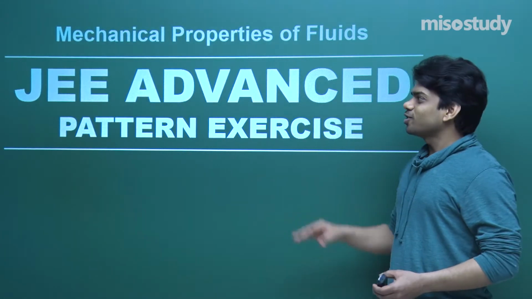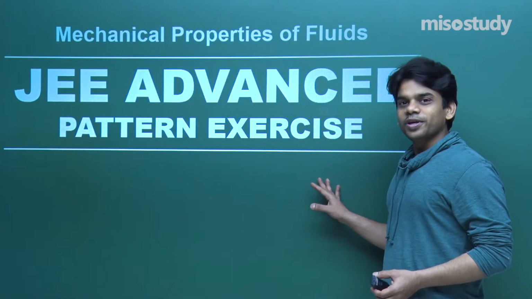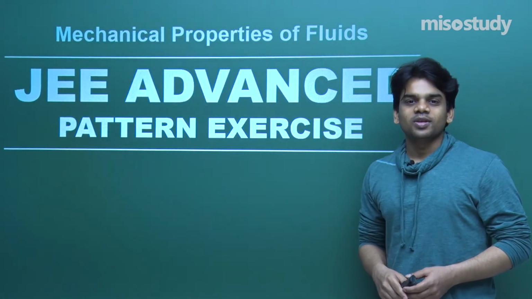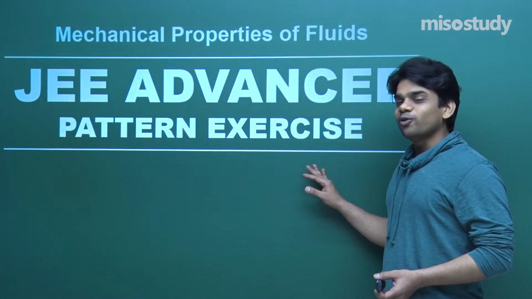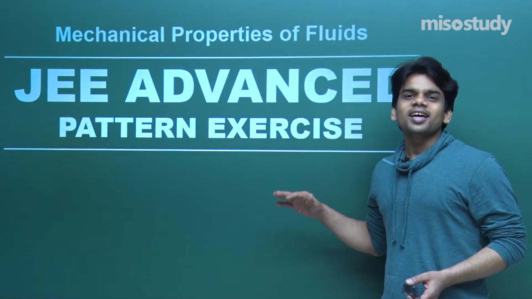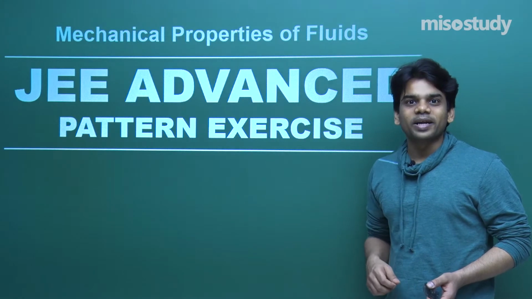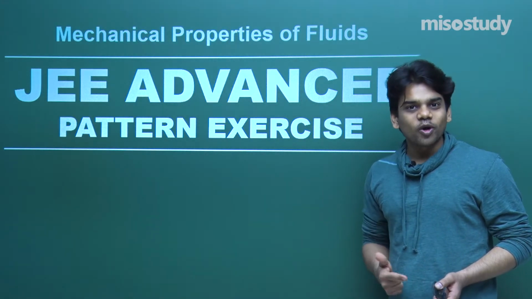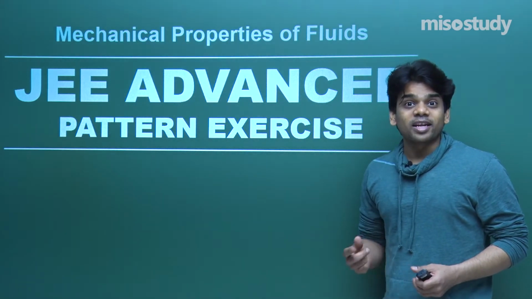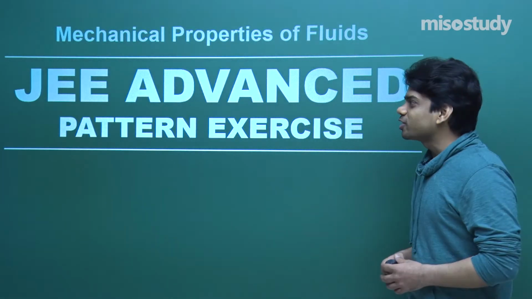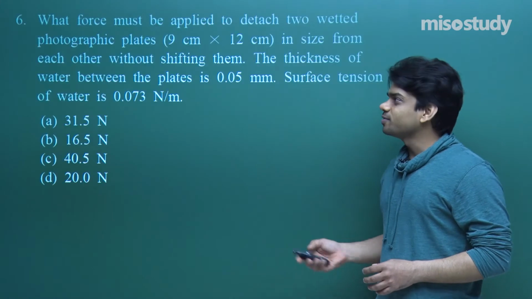So the first exercise of this chapter, that is mechanical properties of fluids, we have discussed some good 5 questions on this JEE advanced pattern questions. In this exercise, we'll be discussing the next 5 questions based upon the JEE advanced level. And also, as I've advised you, the questions are of mixed type. You'll be getting single choice, more than one choice, and even matrix match, assertion reason, and integer type. Let's go ahead with the next question of the day, that is question number 6.